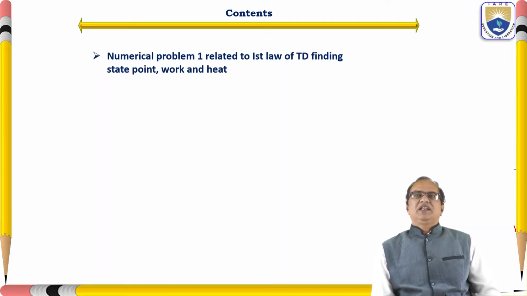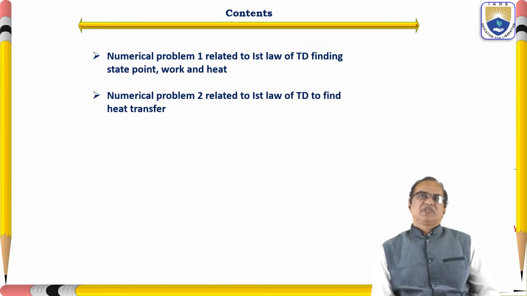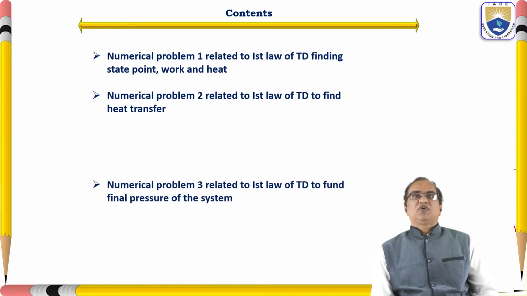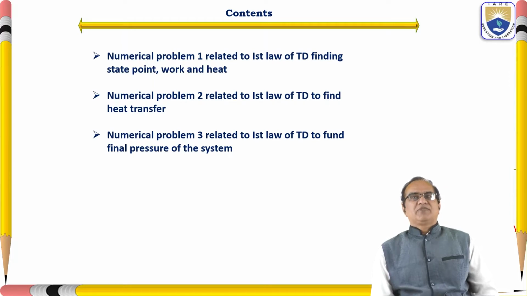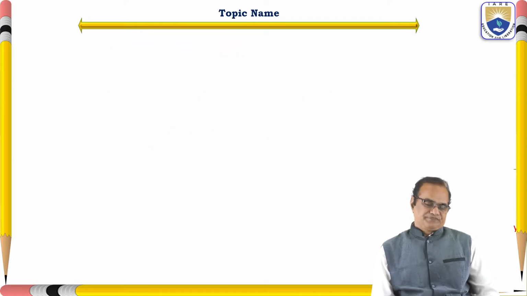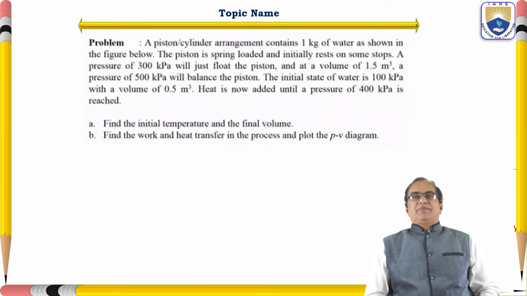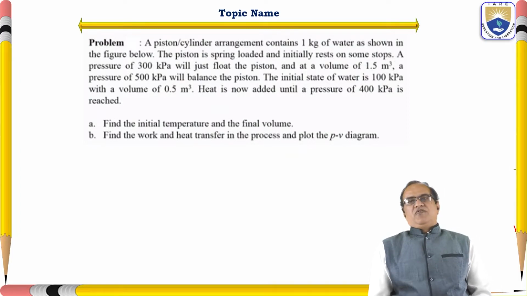So numerical problem number 1 is related to the first law of thermodynamics, finding the state point, work and the heat. Numerical problem number 2 is related to the first law of thermodynamics to find the heat transfer, that is Q. And numerical problem number 3 is related to the first law of thermodynamics to find the final pressure of the system. So these are problems related to the first law of thermodynamics.